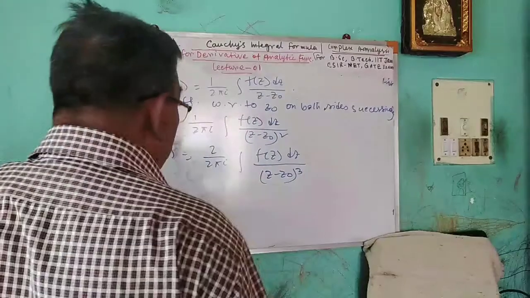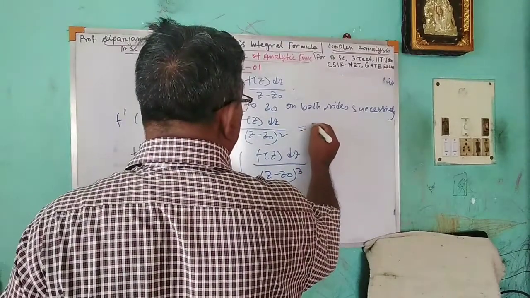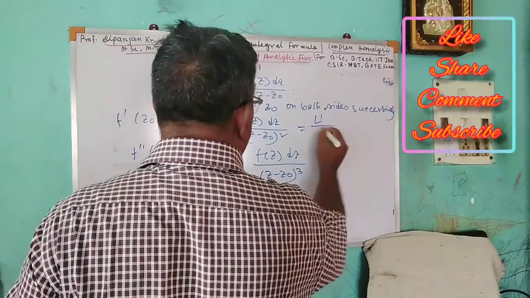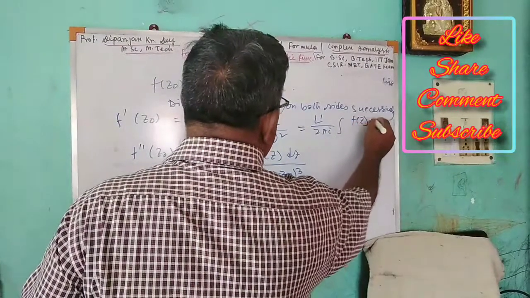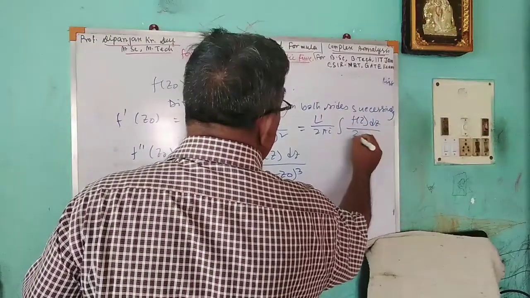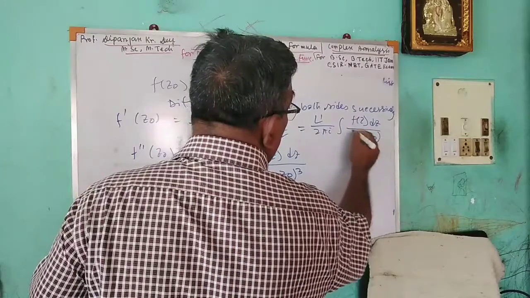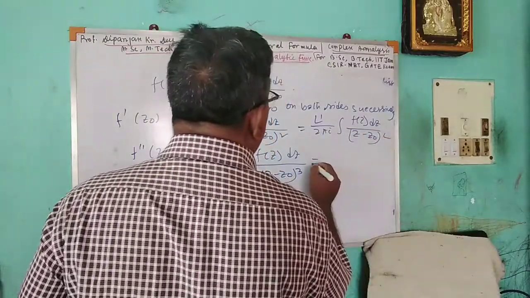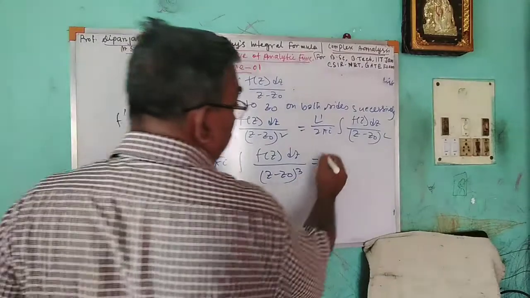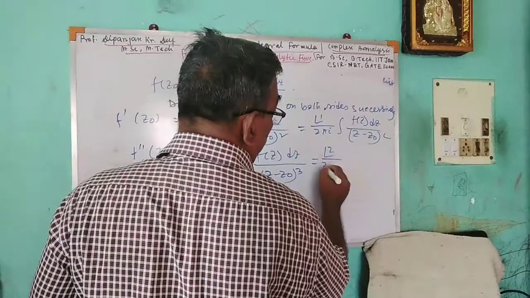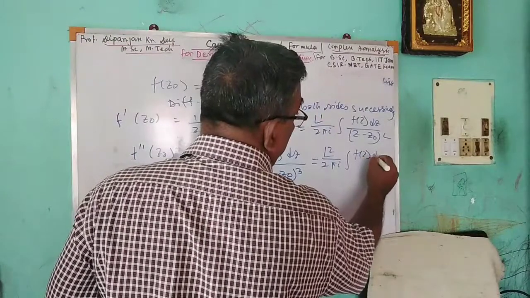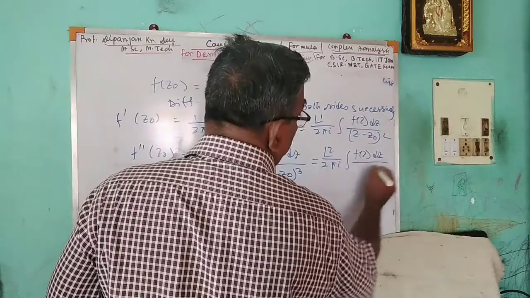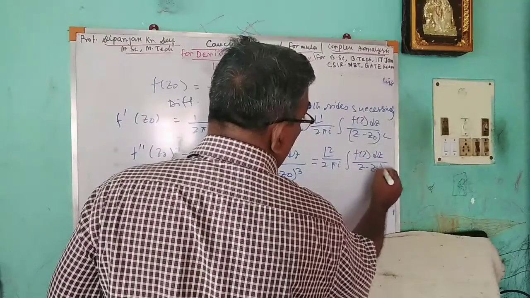So this again can be written as factorial 1 by 2 pi I integration f(z) dz by (z minus z0) whole square. And this again, the 2 can be written as factorial 2, so by 2 pi I into f(z) dz by (z minus z0) whole cube.